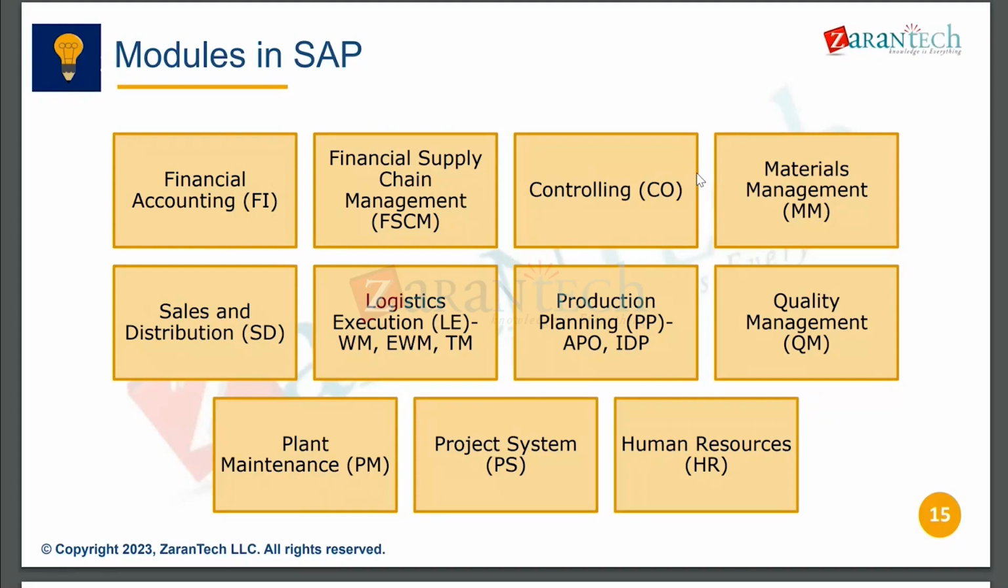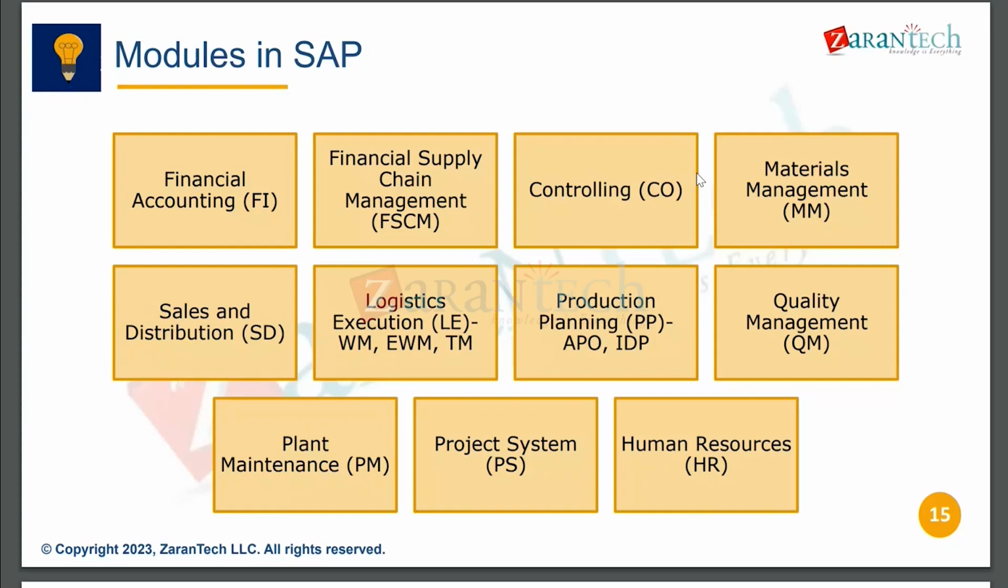Materials management handles all the procurement activities, right from procuring, goods receipt, and issues to the process order. The entire thing will be managed in materials management. And sales and distribution: once a product is produced, the delivery part and getting the requirements from the customers, everything will be handled in the sales and distribution module.